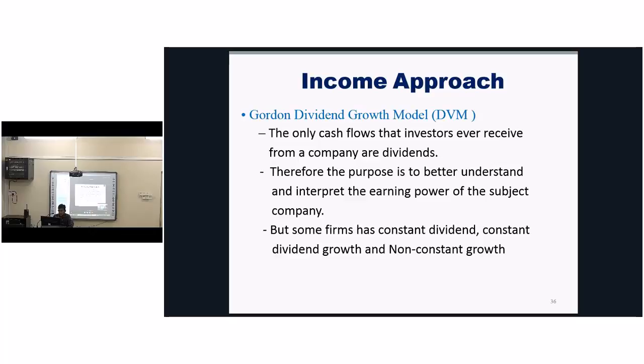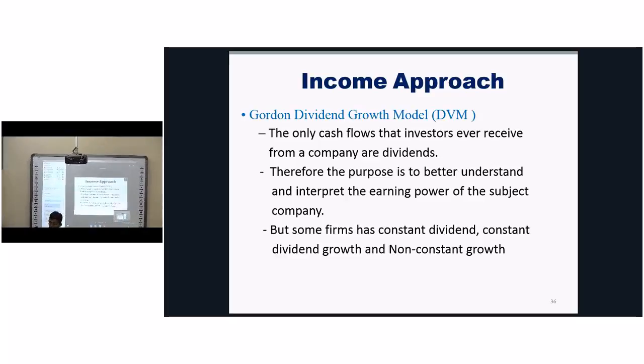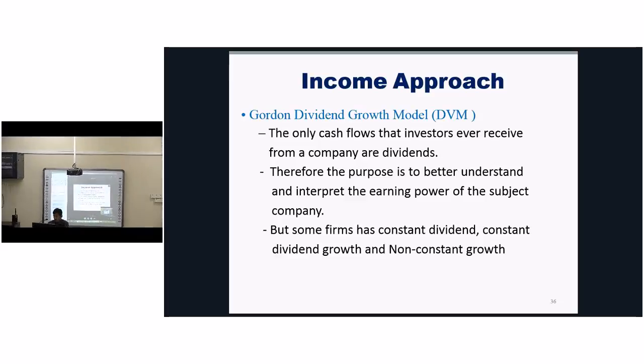One, you have a constant dividend, and sometimes constant growth. We have a dividend with a constant growth. Also, there is no consistency. The growth is non-constant. So three arrangements: constant dividend with a growth, constant without a growth, and non-constant growth. For these three approaches, the valuations are also made in three ways.